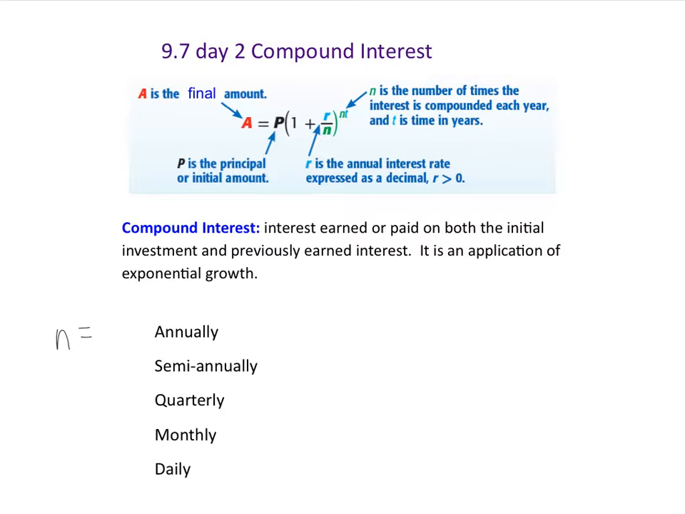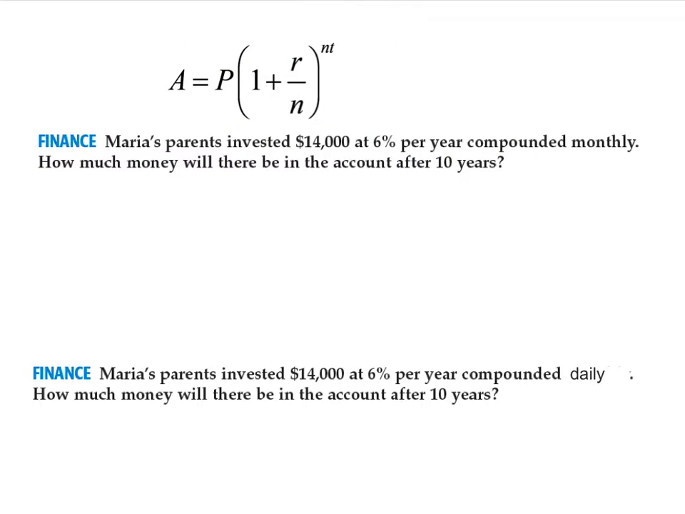So annually, if you hear that keyword, that means 1. Semi-annually means 2. Quarterly is 4. Monthly is 12. And daily would be 365. Let's take a look at a few examples of compound interest.